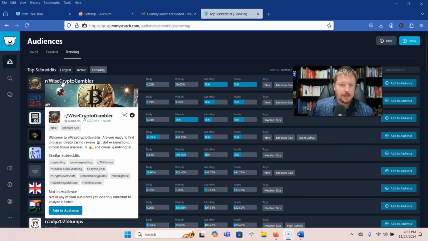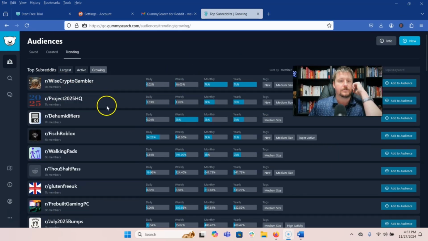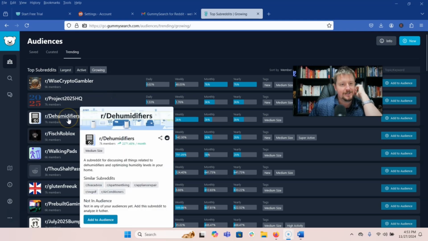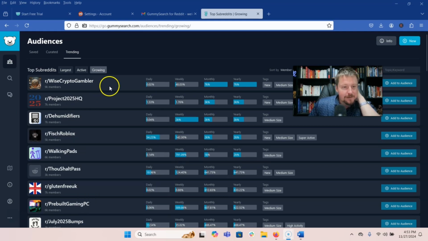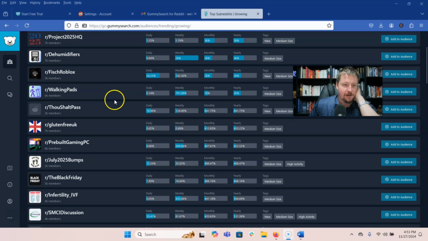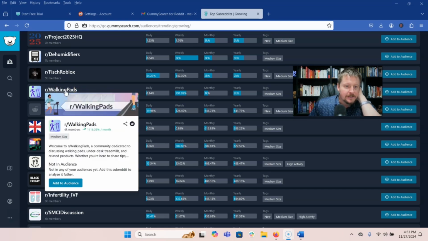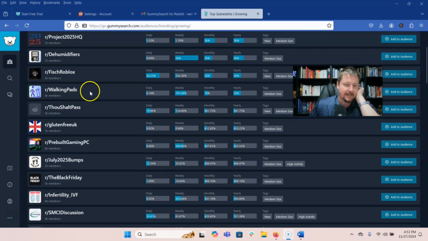Wise Crypto Gambler, Project 2025, Dehumidifiers, all things related to optimizing humidity levels in your home. What the hell is this? A gaming thing, fish blocks. I don't know what that is. Walking pads, dedicated to discussing walking pads, under desks, treadmills, and related products. Oh my god, this is a gold mine, dude.